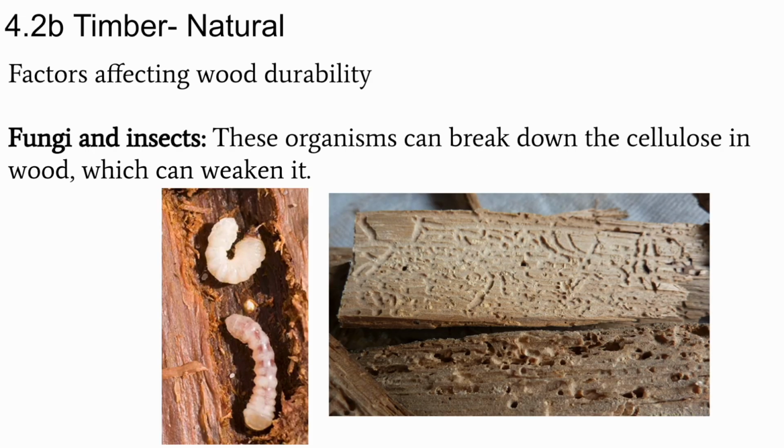Fungi and insects, these organisms can break down the cellulose in wood, which can weaken it. And you can see that here. These are probably done by termites or carpenter ants. These are wood borers that are eating through a piece of wood. Again, lots of organisms look at a piece of dead wood that's not growing on a tree as lunch. And so they're going to eat that.